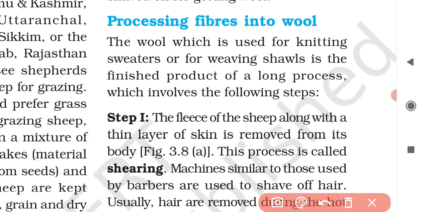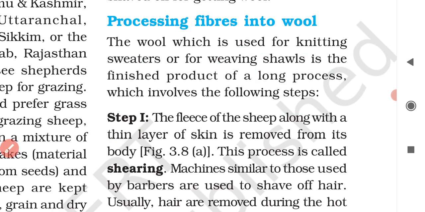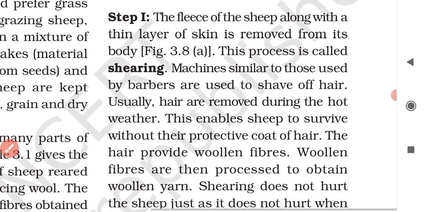So you see that the wool which is used for knitting sweaters or for weaving shawls is the finished product of a long process which involves the following steps. It is the finished product, the woolen yarn. But how it is processed, how it is made, it involves the 6 steps. So we'll start from step number 1, that is shearing.